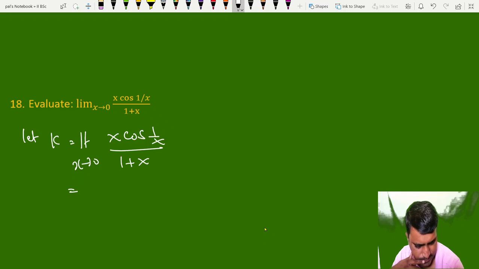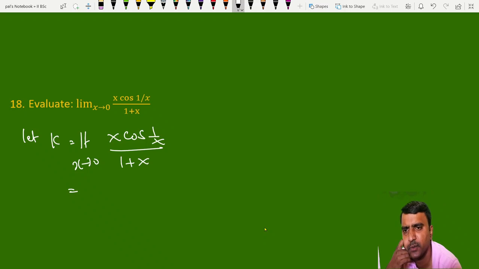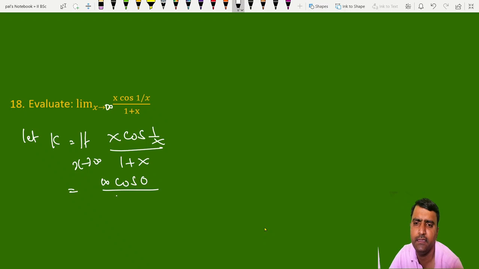I think in this problem, x tends to not 0, it is x tends to infinity, you make it as infinity. It takes infinity by infinity form, because when it is 0, the denominator becomes 1. So take it as infinity by infinity. So when x tends to infinity, we have infinity into cos of 1 by infinity, which is 0, by 1 plus infinity, that is infinity by infinity, which is indeterminate.